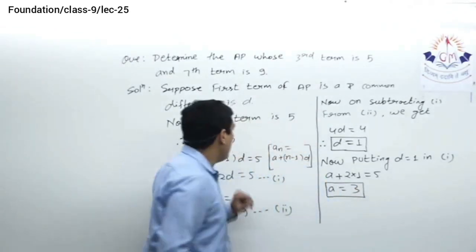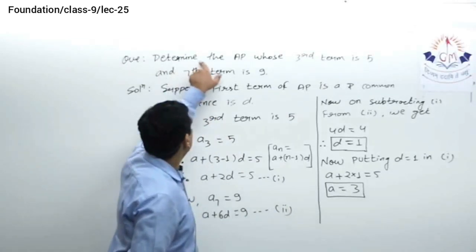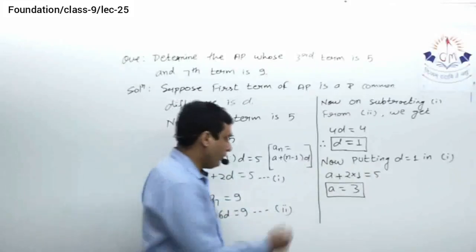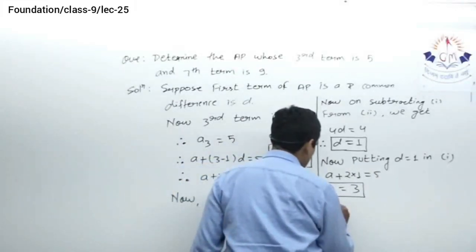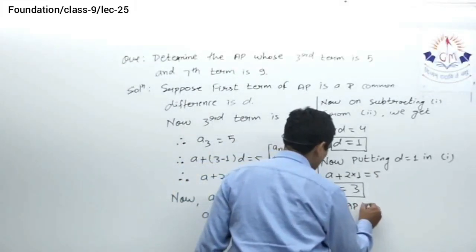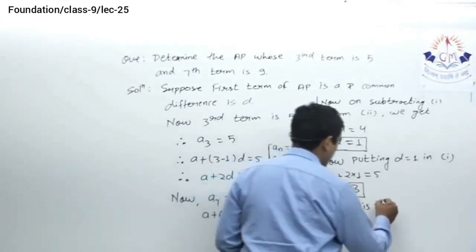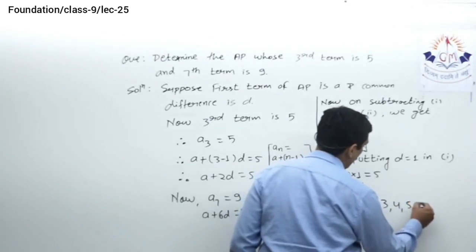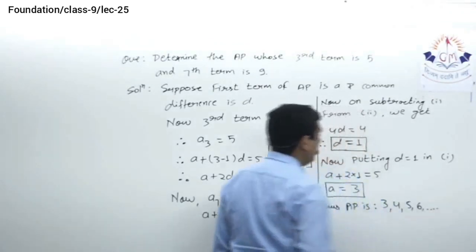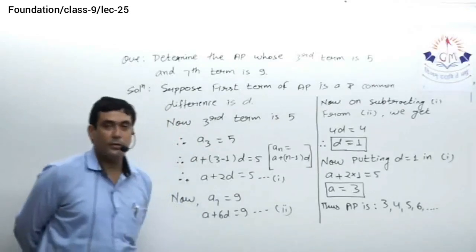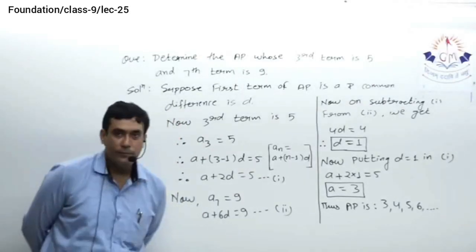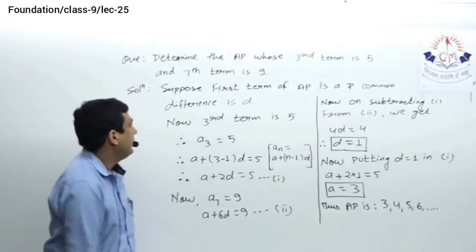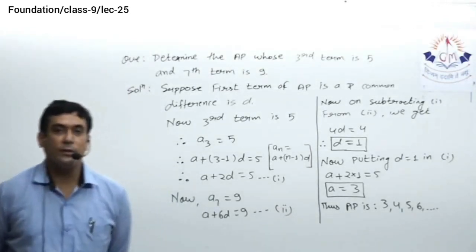Now the question is determine the AP. Determining the AP means actually to determine D and A. So finally I can write the AP is: first term is 3, then 3 plus 1 is 4, 4 plus 1 is 5, 5 plus 1 is 6, and so on. So this is my answer. As soon as you get A and D, you can write the first 4 or 5 terms of the AP. So please note it down, then we'll see the next question.